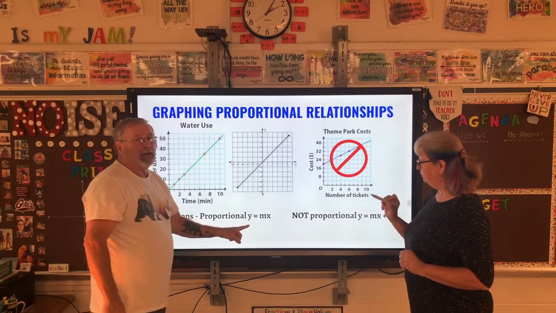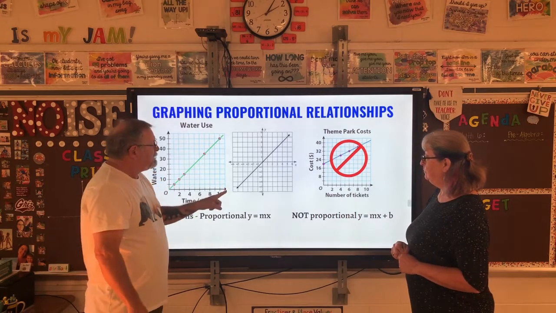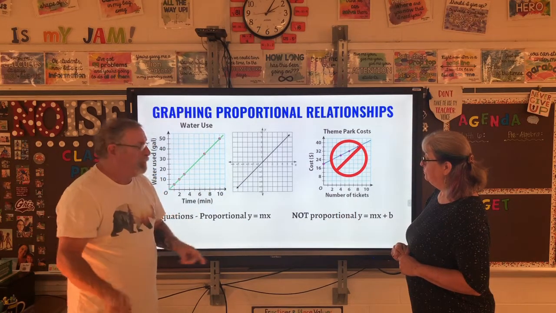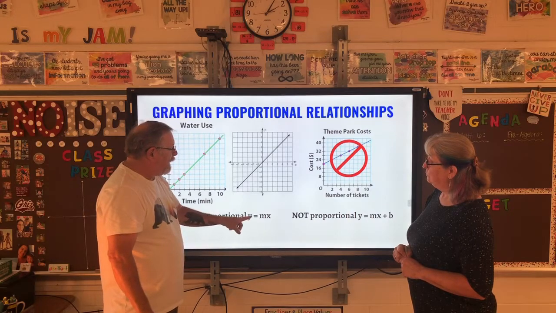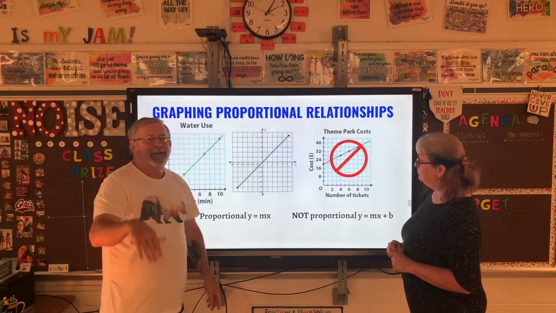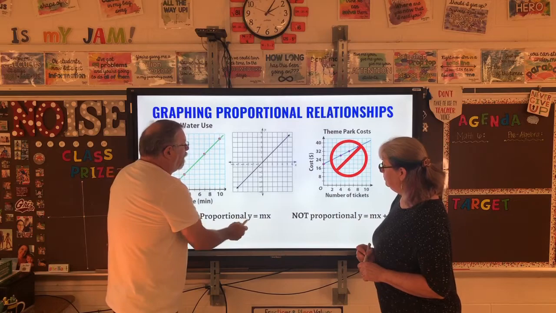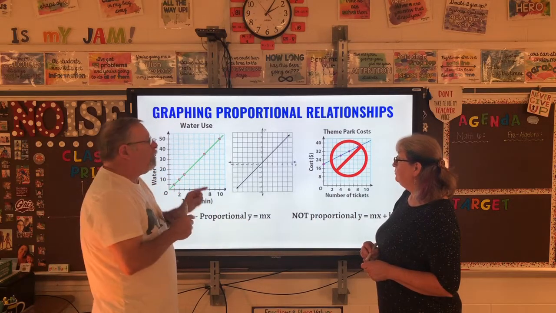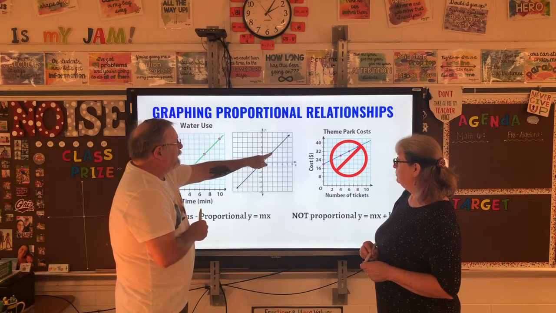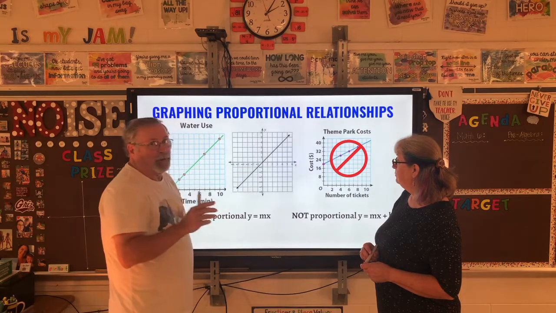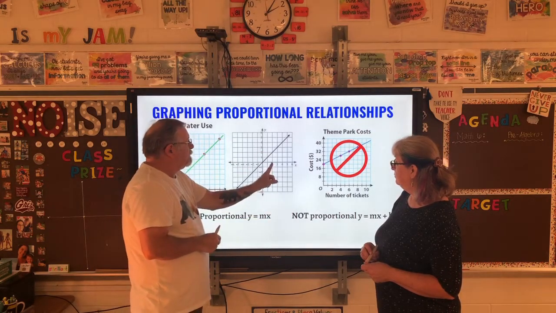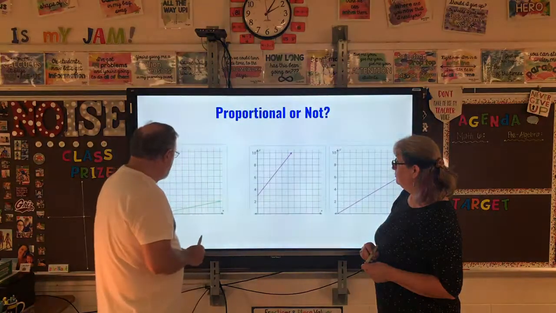But we are going to take a look at an equation. This is the equation that gives us that proportional relationship, and it's y equals mx. The only things you really need to know is that y is where that y number comes from, like that's where the 2 comes from. And then the x is where the x coordinate comes from.